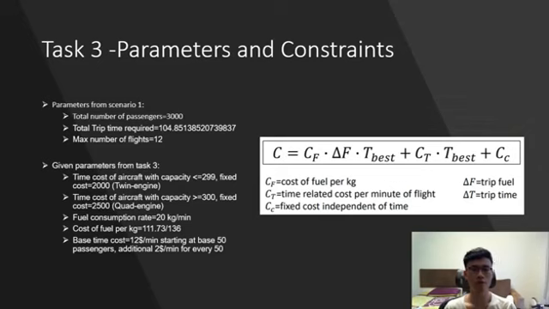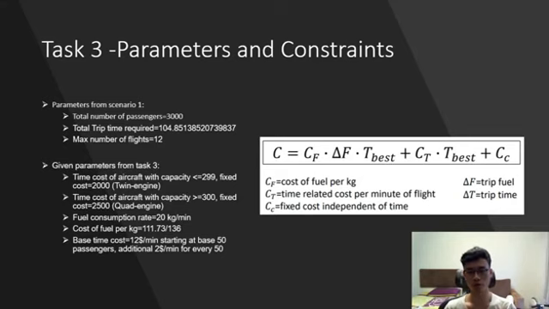Now let's talk about some of the parameters and constraints. There are 3 constraints from Task 1, Scenario 1, which are the total number of passengers, the total trip time, and the maximum number of flights allowed. Another implied requirement from the total passenger count and maximum flight number implies the minimum flight capacity must be at least 250. Furthermore, we have also been given some new parameters that affect the cost calculation.